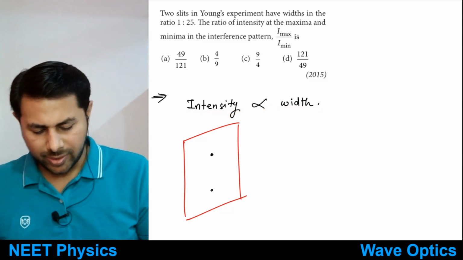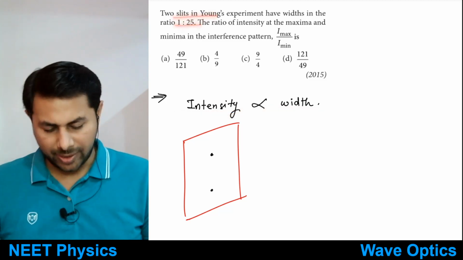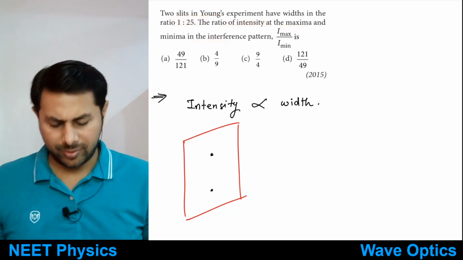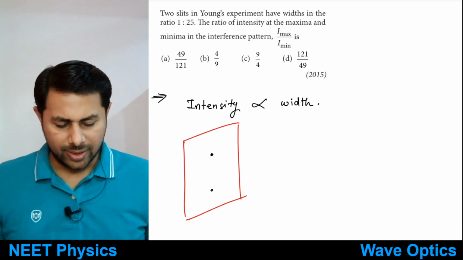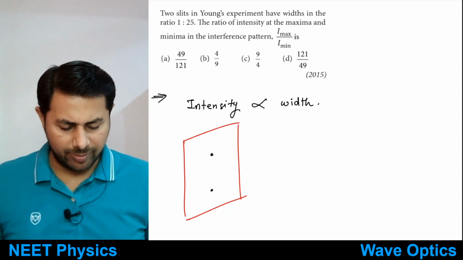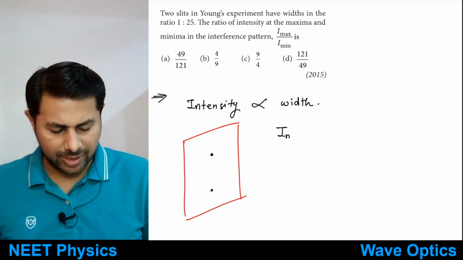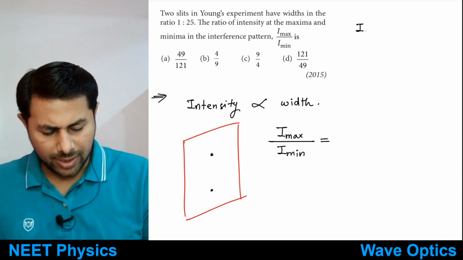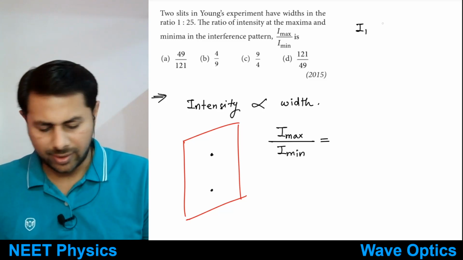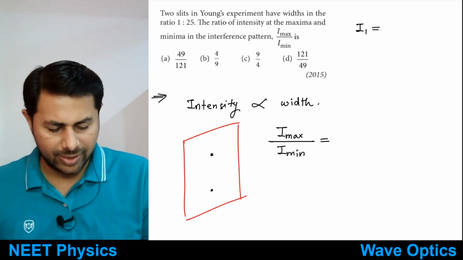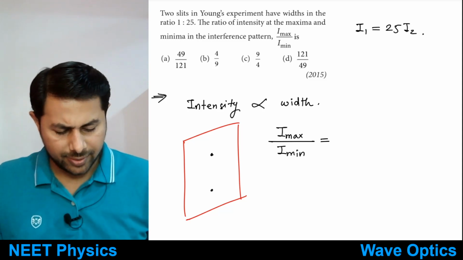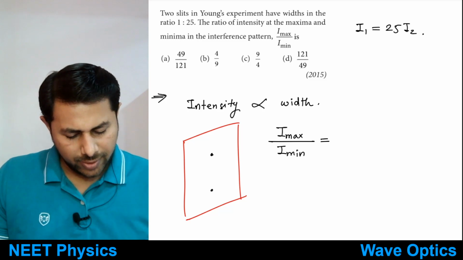So therefore the width is in the ratio of 1:25. The ratio of intensity at the maxima and minima will be, what will be maxima intensity divided by minima intensity. So you know what is Imax and Imin. Okay, so I1 is to I2, let's take I1 equals 25 times I2, right? So then what do you get?